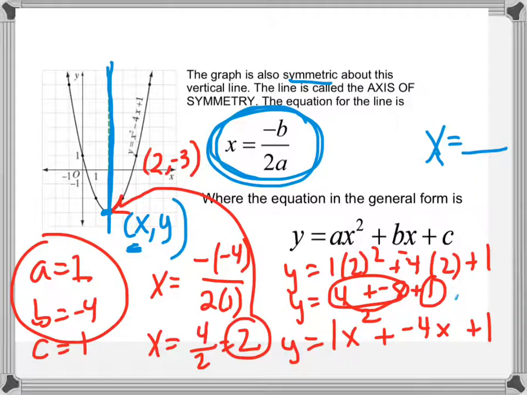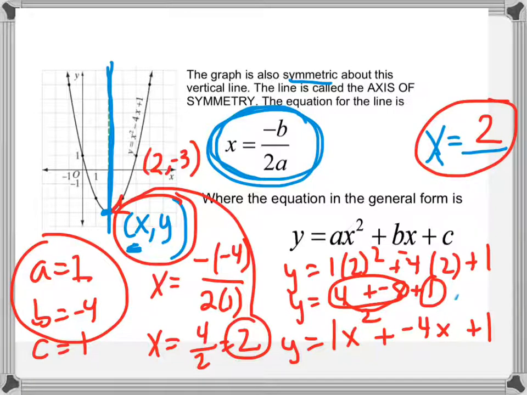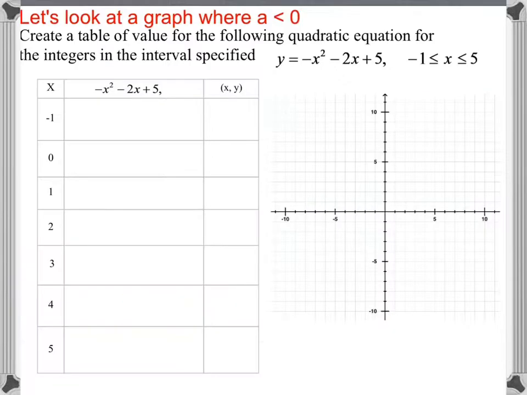Okay, so the line of symmetry now would be x is equal to 2. And remember, when we graphed all those vertical lines, we said that x is equal to some constant was a vertical line. All right, so we're going to use that information in the following pages to find out other ways to graph the equation.